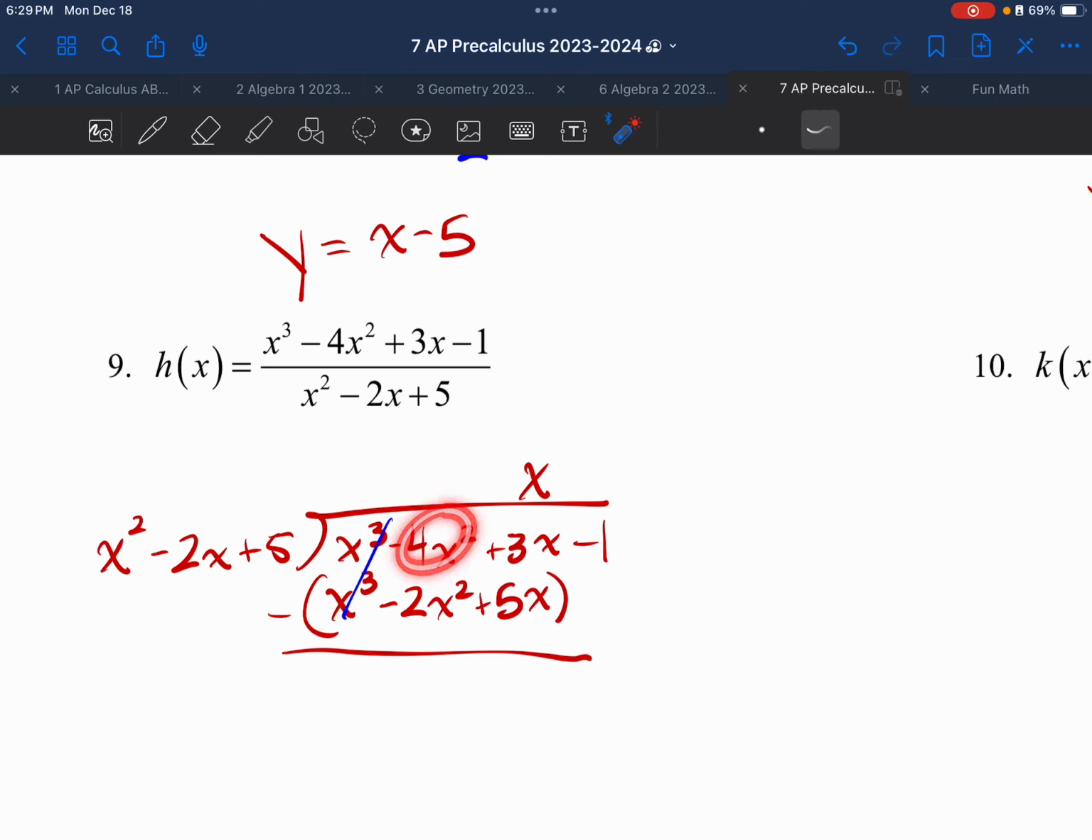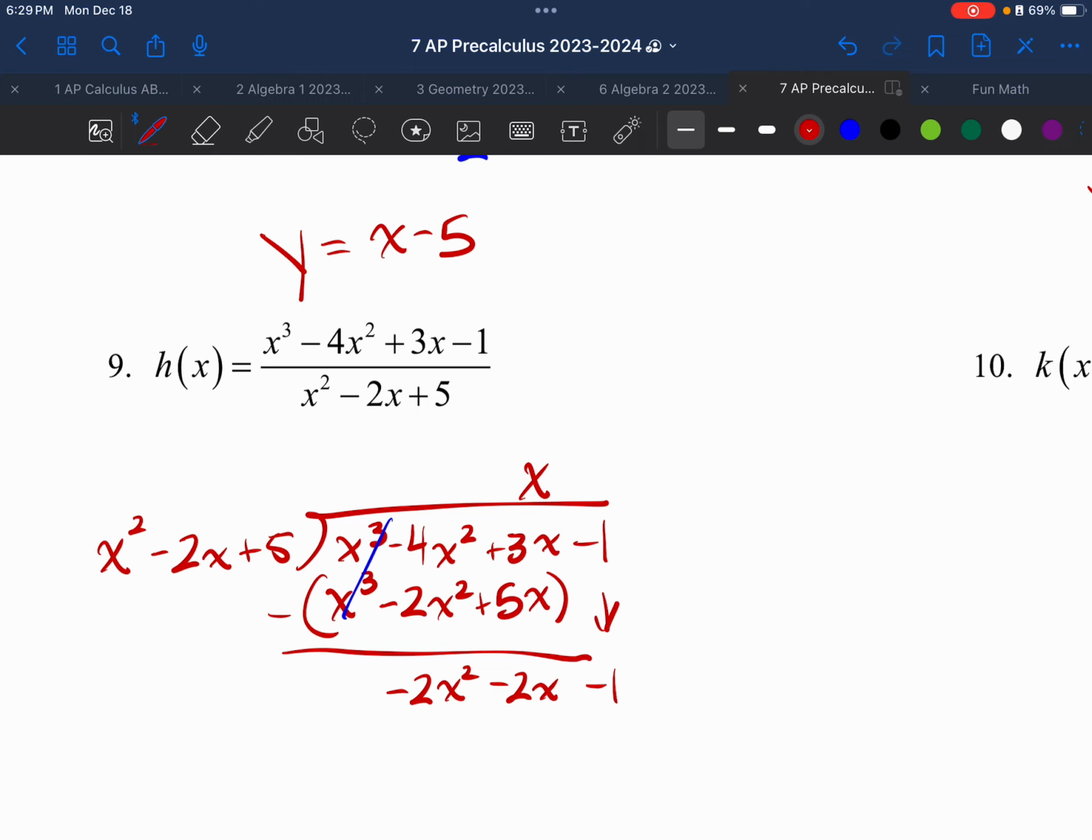What do I have here? I have a negative 4x squared minus a negative, so I'm really adding a 2x squared, and that's going to be a negative 2x squared. So we're going to have a negative 2x squared. And then 3x minus a 5x is a negative 2x. Bring down the minus 1.